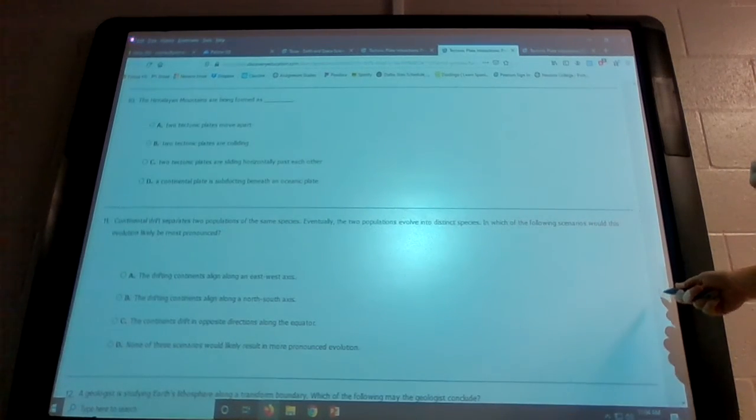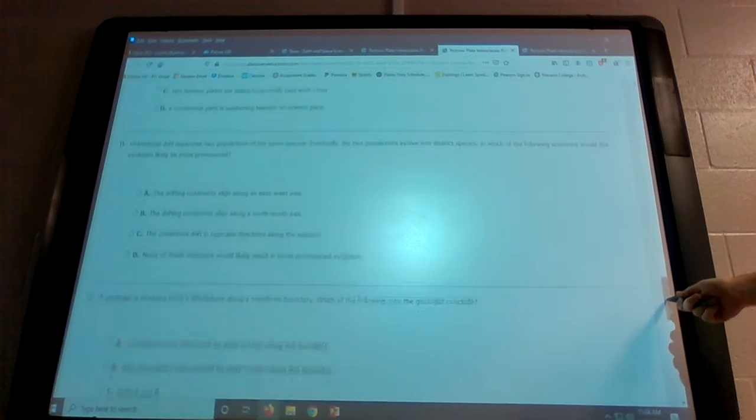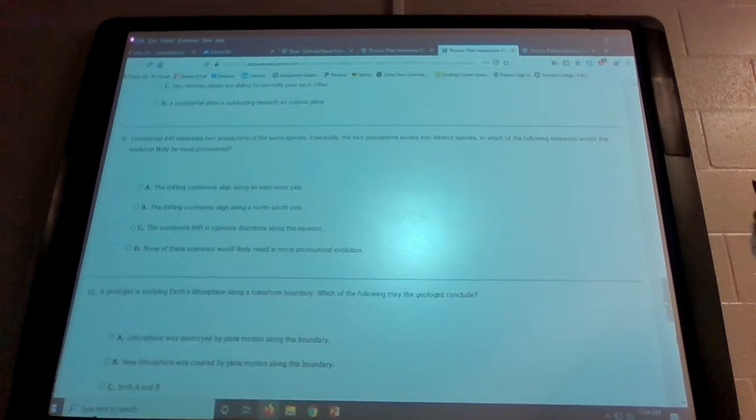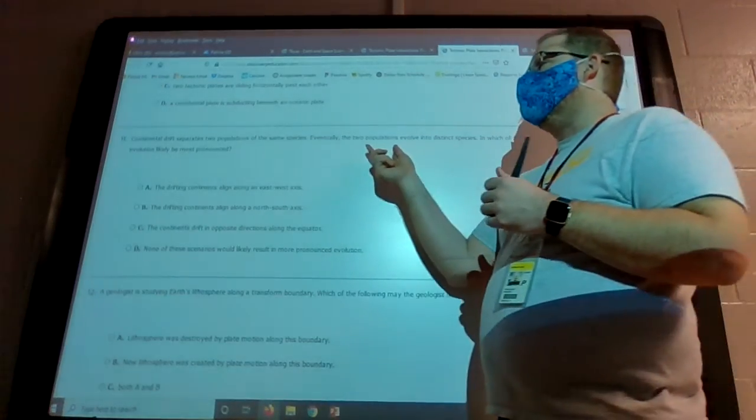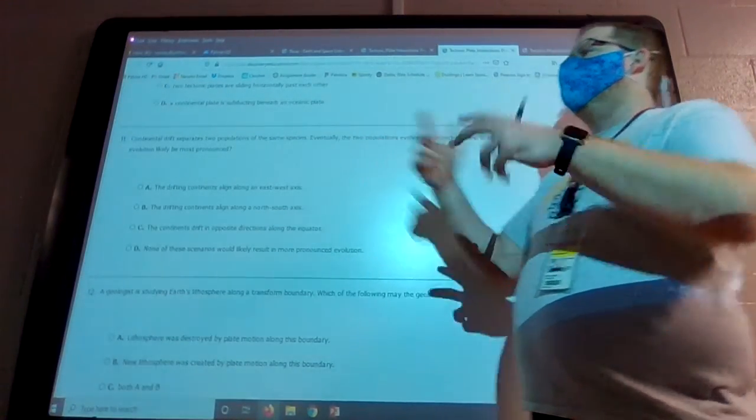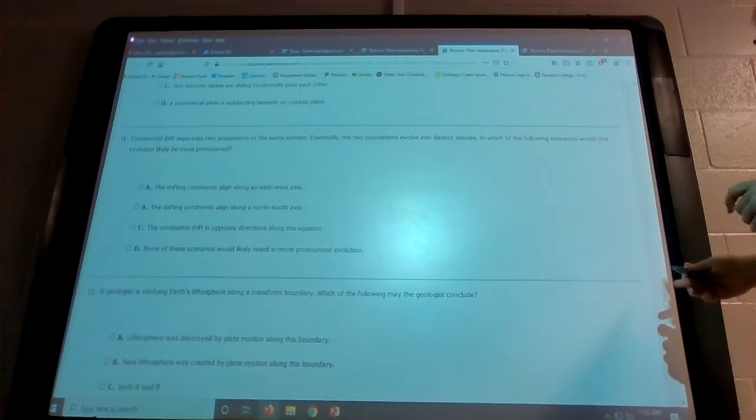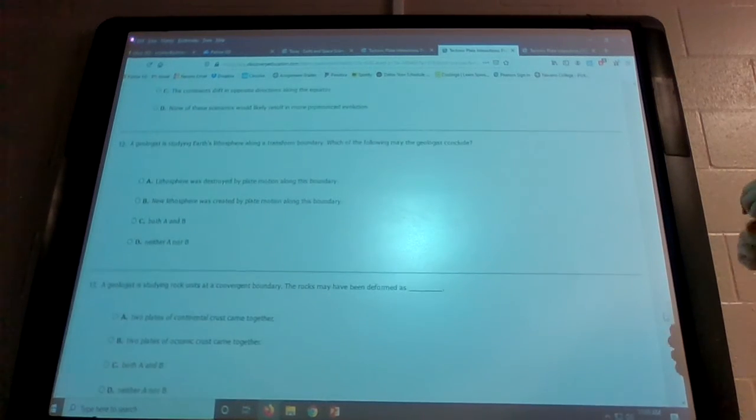Continental drift separates 2 populations of the same species. Eventually, the 2 populations evolved into distinct species. In which of the following scenarios would this evolution likely be most pronounced? That shouldn't be too hard. Which one's going to make the 2 species the most different? That'll help you out a little bit.